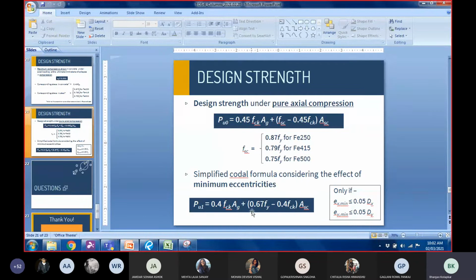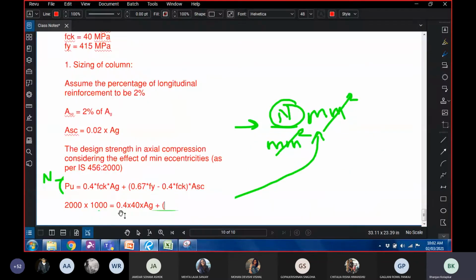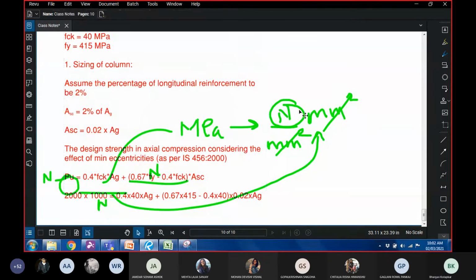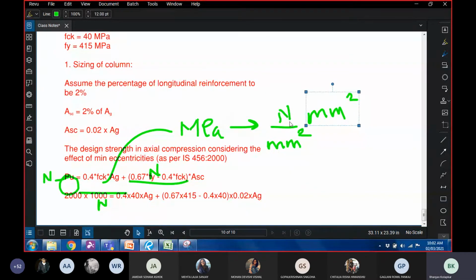I just wrote FSC, but this FSC is actually 0.67 Fy. So 0.67 times Fy, which is 415, minus 0.4 times 40 again, times ASC. We have seen here that ASC is 0.02 times of AG. So I can write this as 0.02 times of the gross area. Now I just have to solve this equation to get the value of gross area.